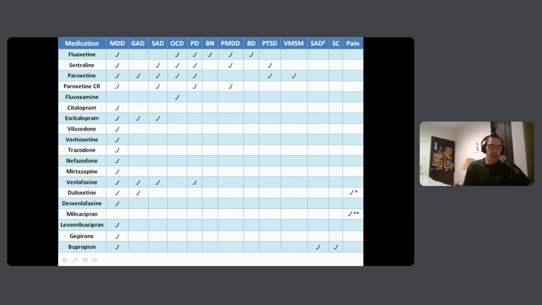function. Vortioxetine is similar in that respect. It's got a little bit of extra function. And then you've got your SARIs, trazodone, nefazodone, and then mirtazapine. And then we've got the SNRIs: venlafaxine, duloxetine, desvenlafaxine, milnacipran, levomilnacipran. And then we've got gepirone, which is the newest medication on this list, a 5-HT1A partial agonist, and then bupropion, which is an NDRI, norepinephrine dopamine reuptake inhibitor.